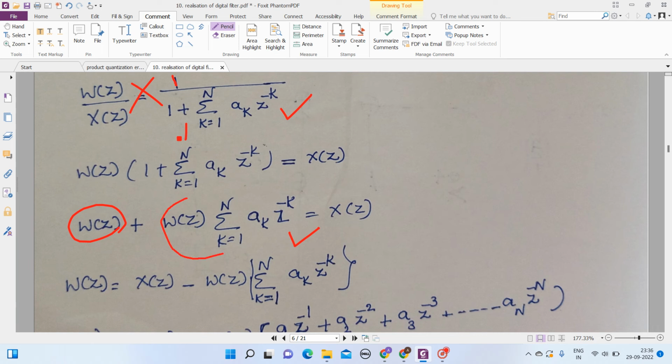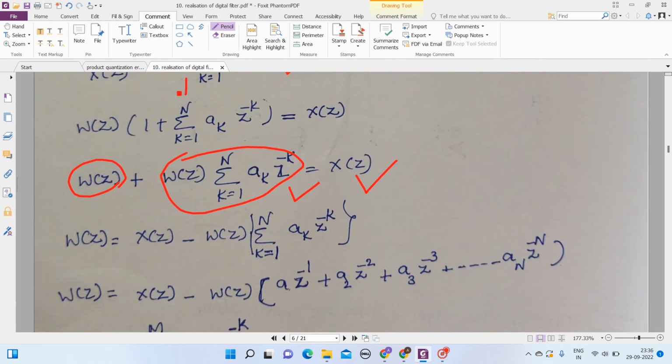The remaining equation we have to transfer to the RHS side. It becomes minus X(z) minus W(z) summation k is equal to 1 to n a subscript k z to the power of minus k. Now we have to expand this equation. We just have to substitute the k value from 1 to n. As it is a summation, after each term we have to put a plus symbol.